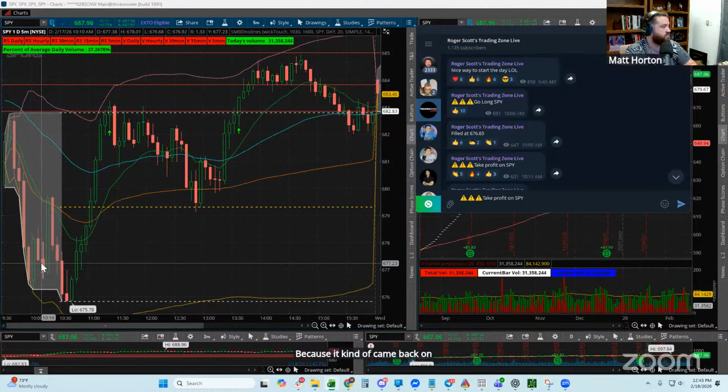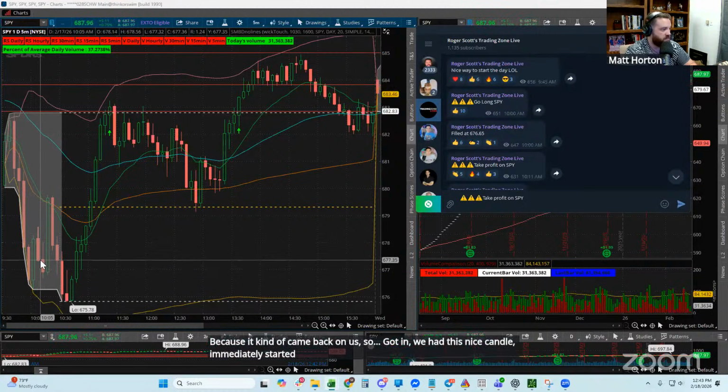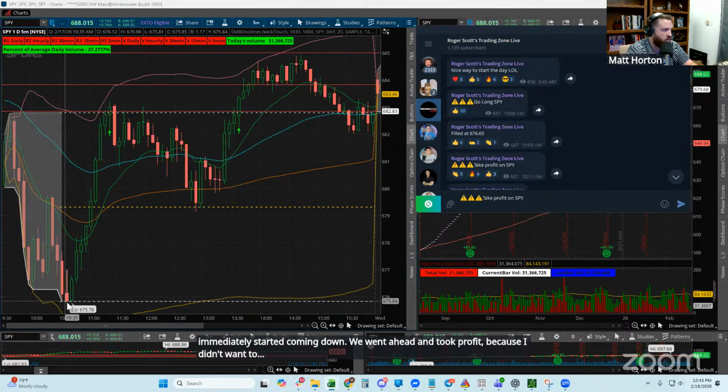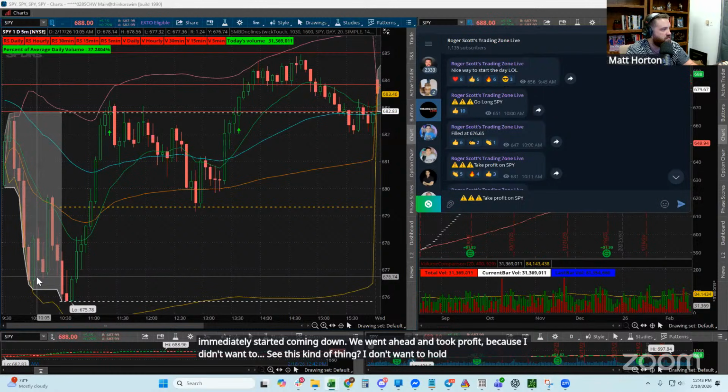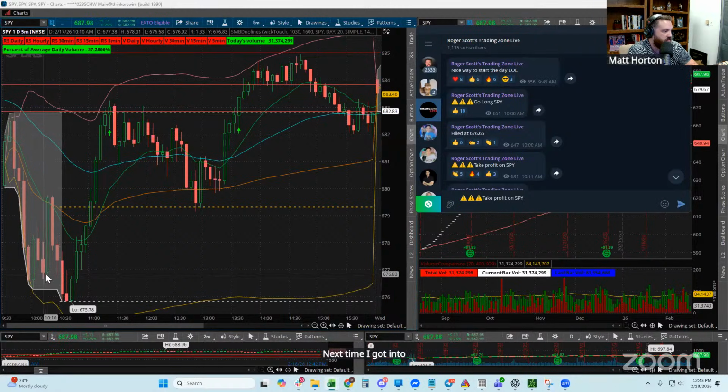So got in. We had this nice candle. Immediately started coming down. We went ahead and took profit because I didn't want to see this kind of thing. I didn't want to hold through another down move because we didn't know what was going on. So we ended up taking profit there. Next time we got into a trade was 10:16.